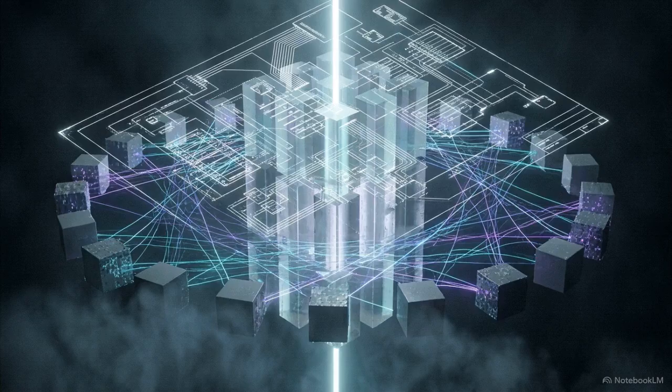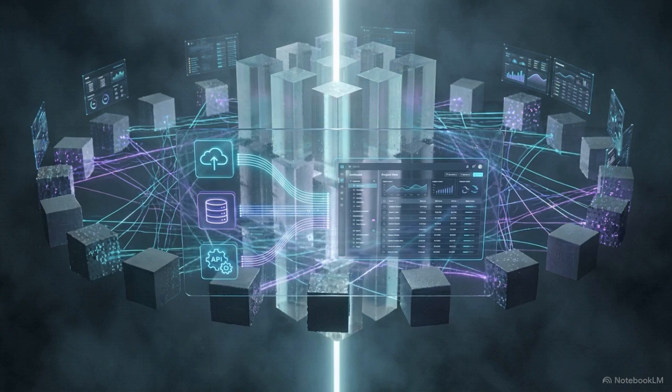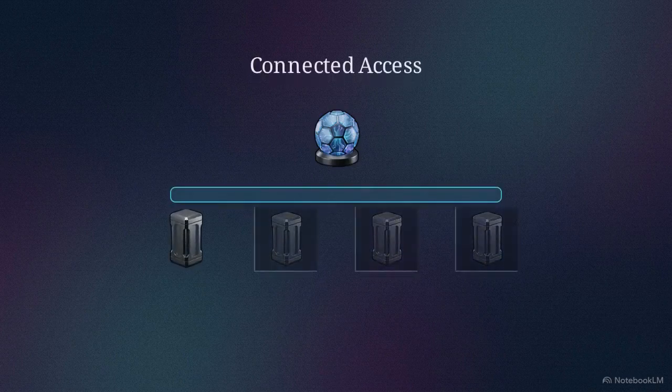We call this architecture context engineering. It is the design of systems that allow an AI to discover the right data, understand its meaning, and apply it accurately within a specific environment. Building this system requires 4 pillars to ground the model. The first is connected access.